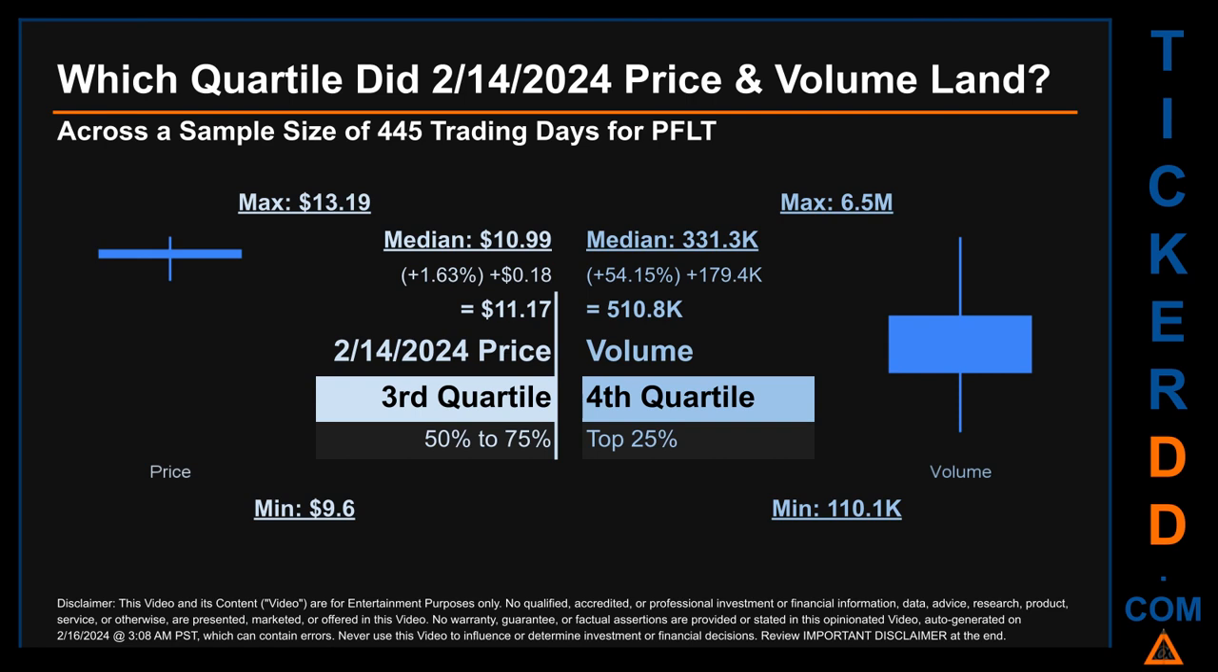Quartiles tell us about the spread of a data set by breaking that data set into quarters, just like how the median breaks the set into half. Descriptively, PFLT has a median price of $10.99. Therefore, February 14, 2024 price was higher from that middle marker by 1.63%. The day's volume of 510.8 thousand was more than the median by 54.15%.